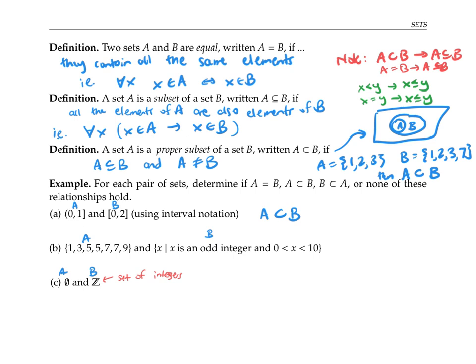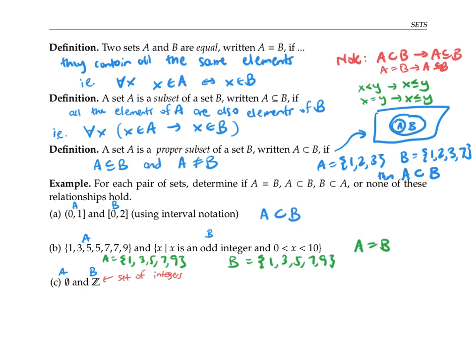For the second example, I'm going to rewrite A and B to make them easier for me to think about. I'll write A as {1, 3, 5, 7, 9}, and B is the set of x's such that x is an odd integer greater than 0 and less than 10. So that's going to be the integers 1, 3, 5, 7, 9 also. So A is equal to B. They're just described in two different notations.